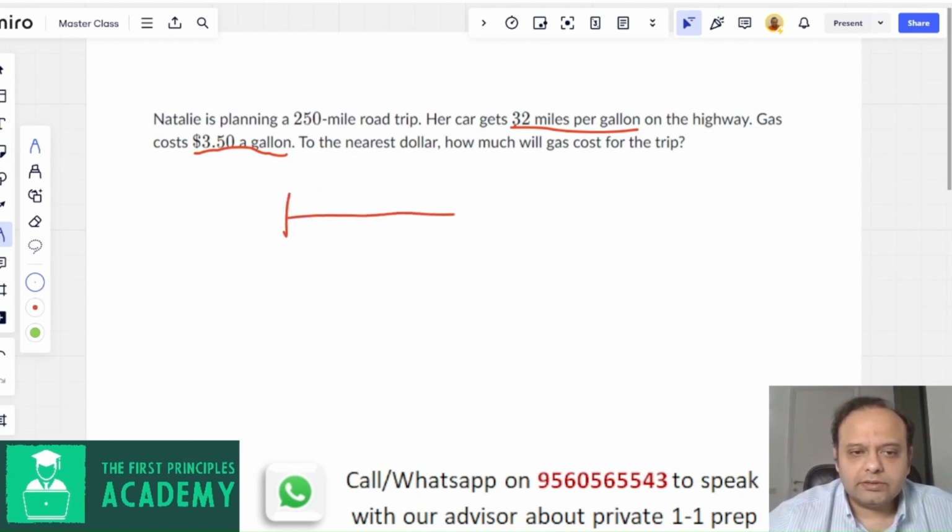So there is a road trip which is 250 miles long. Natalie is on that road trip. What we need to figure out is the gas cost for the trip. Now, because it's a cost, it would be a dollar amount. So we see a bunch of units. This is a rate question. We eventually need to come to a dollar amount, right? So let's just write down the units we have. We have 250 miles. We have 32 miles per gallon.